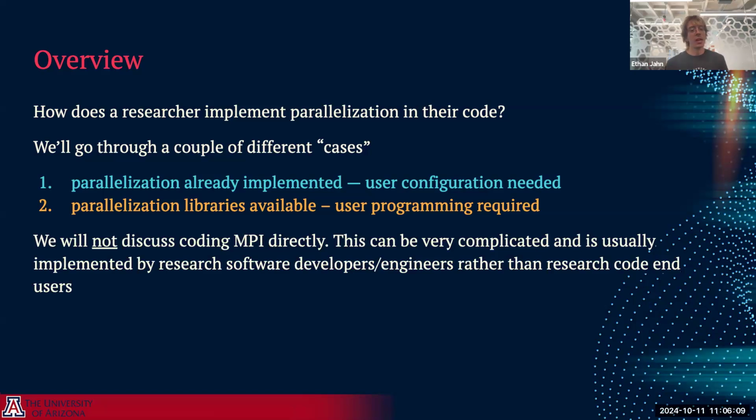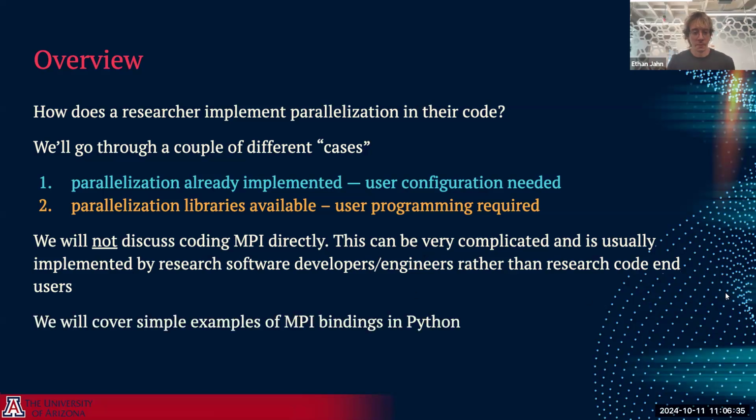We're not going to discuss coding MPI directly. This can be very complicated and is usually implemented by research software developers or engineers rather than research code end users. Most of us using the HPC would fall into that second category of a research code end user, somebody that downloads something from GitHub, installs it, etc., rather than somebody who is spending most of their time doing the software development side of things. We will cover some simple examples of MPI bindings in Python because these provide wrappers that make things a little bit simpler for the programmer.